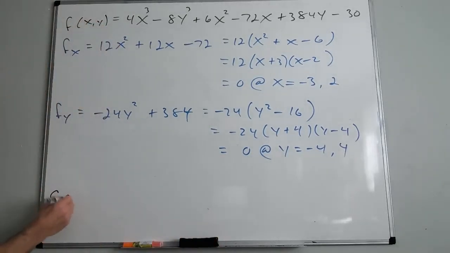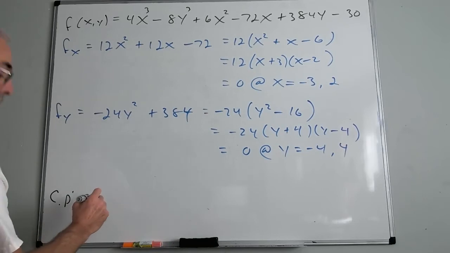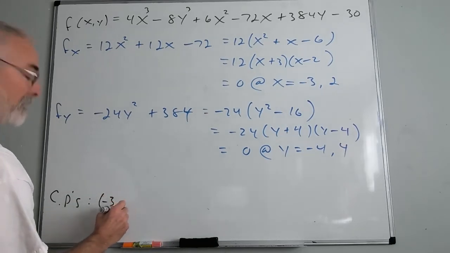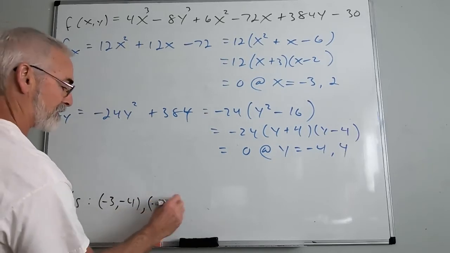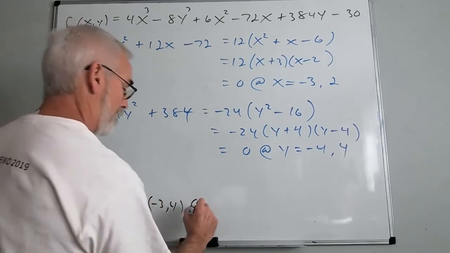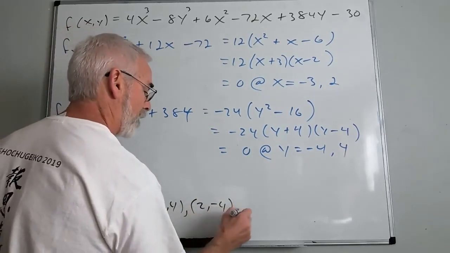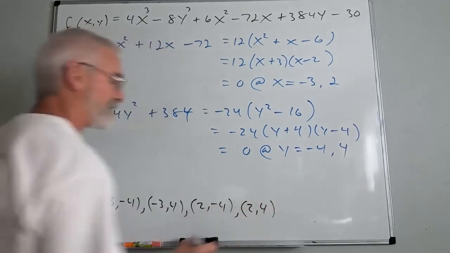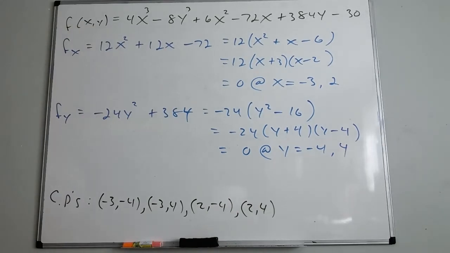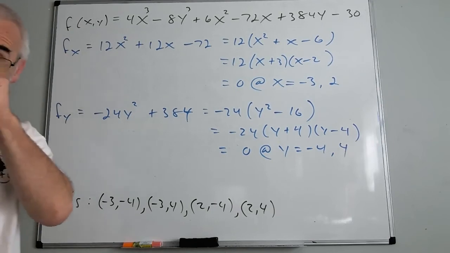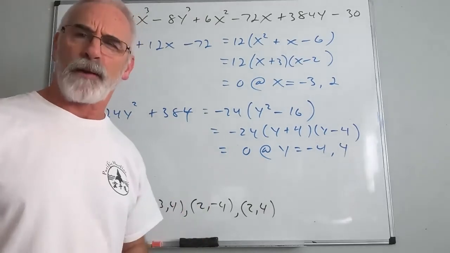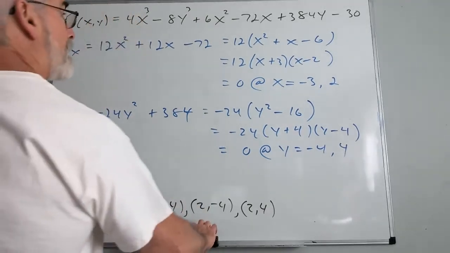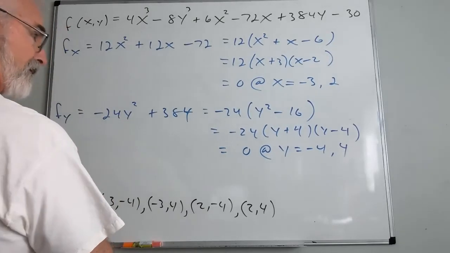So the critical points, the CPs, are going to be -3, -4, -3, +4, +2, -4, +2, +4. Now, any or all of those could be extreme. Any or all of those could be saddle points. I could have a mixture of extreme and saddle points. With that many, there's probably going to be a mixture. All right. Now, I'm done with first derivative stuff.